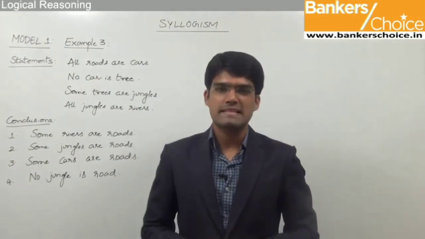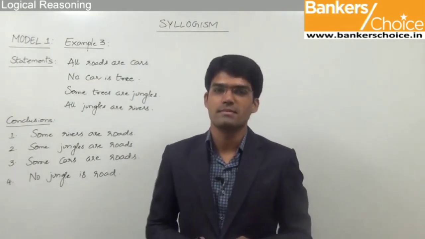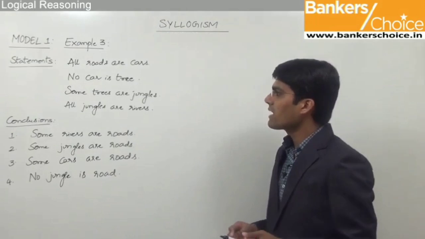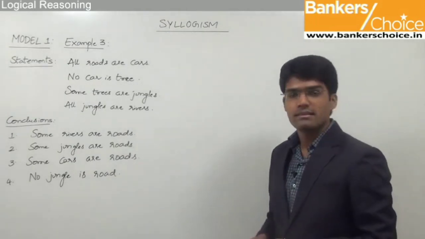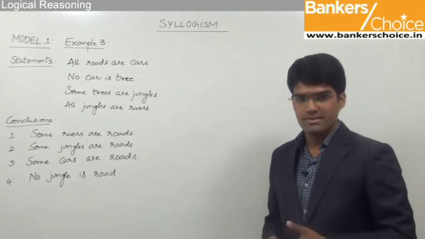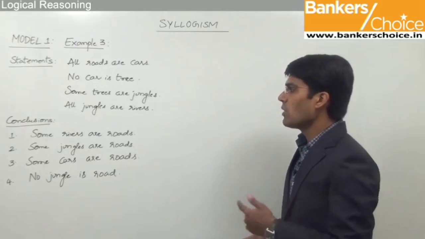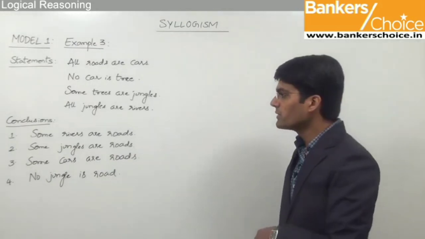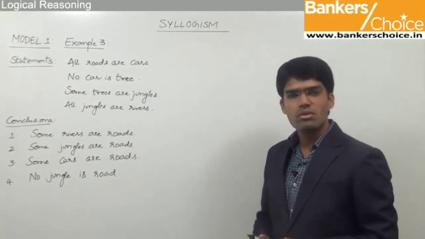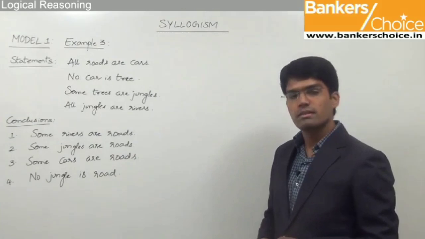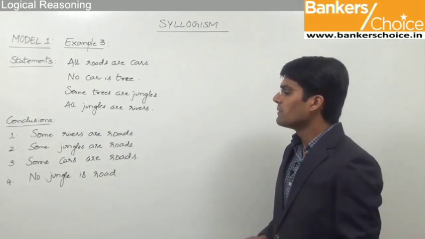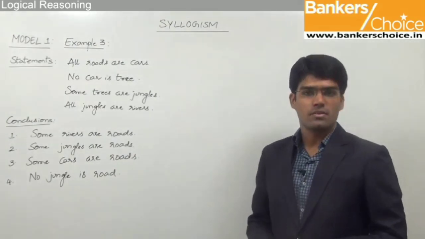Let us now take another example from the first model of syllogisms. The given statements here are all roads are cars, no car is tree, some trees are jungles, and all jungles are rivers. And the four conclusions are some rivers are roads, some jungles are roads, some cars are roads, and the fourth conclusion is no jungle is road.